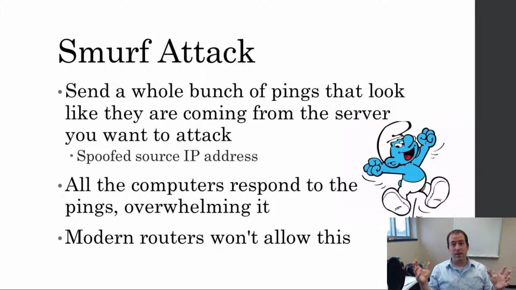So basically what this does is it takes all of those ping messages that you sent out. You send them out to a whole bunch of different machines, and each of those machines then sends a response to the server that you're targeting, that spoofed source IP address, which then becomes the target IP address for the ICMP echo response. So you send out a whole bunch of echo requests, and a whole bunch of echo responses come back and nail that server and overwhelm it and shut it down.